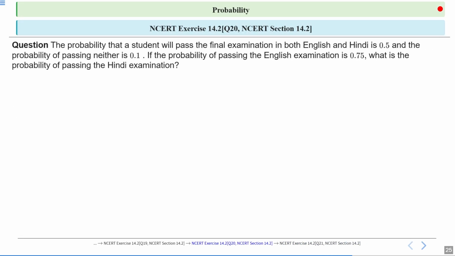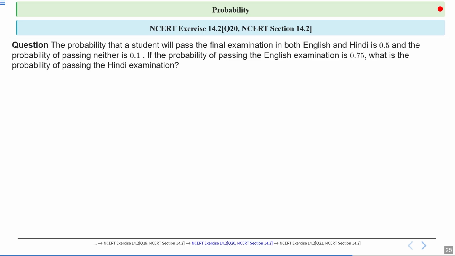So read the question very carefully. In this question, we have the probability that a student will pass the final examination in both English and Hindi is 0.5, and the probability of passing neither is 0.1. If the probability of passing the English examination is 0.75, what is the probability of passing the Hindi examination?